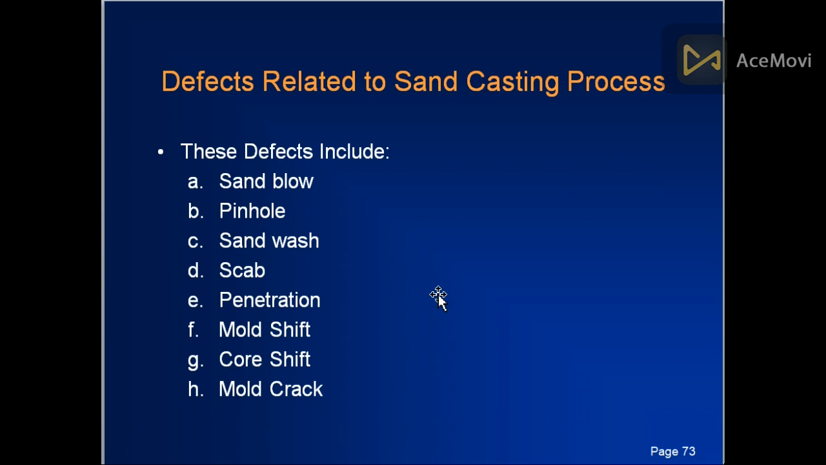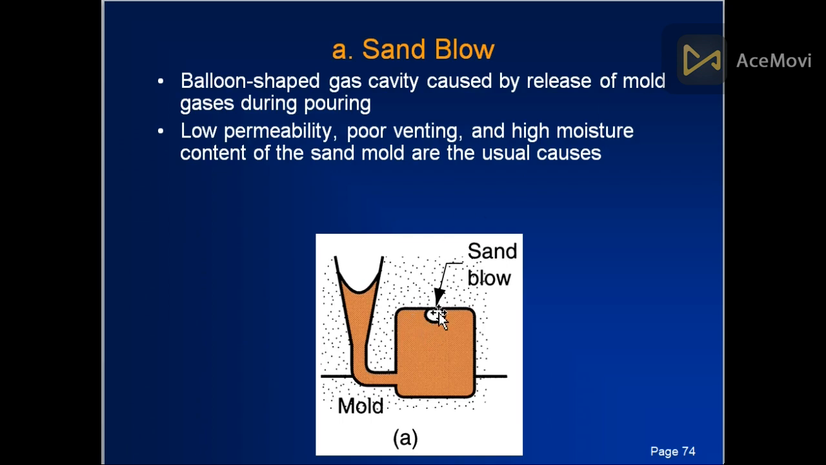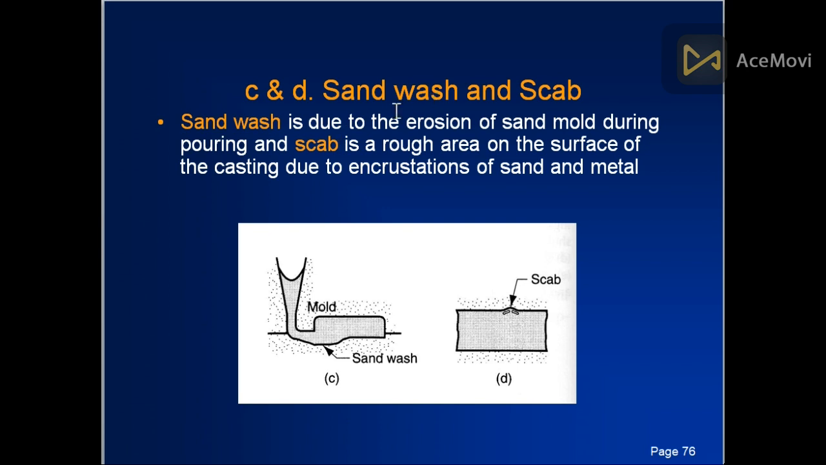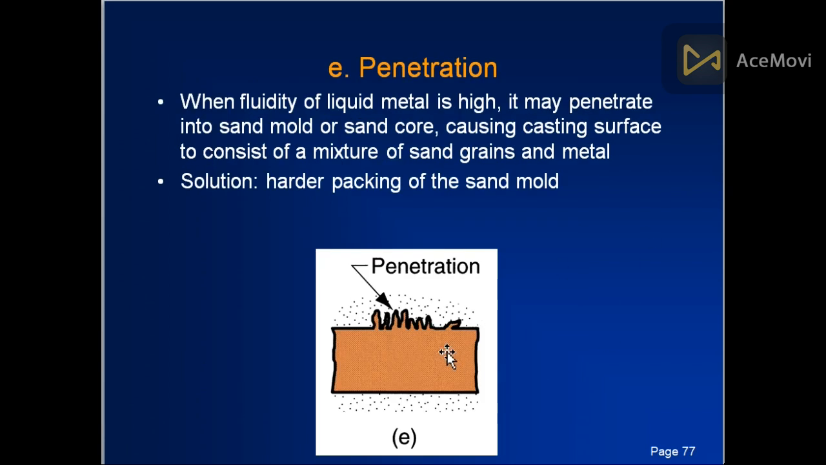Defects related to sand castings are sand blow, pinhole, sand wash, scab, penetration, mold shift, core shift, and mold crack. Sand blow is like not completely filling. This is basically sand blow. Pinholes are small holes. Sand wash is basically when the mold is not so hard, so the sand is rushed into the molten metal. Scab is basically the upward movement of metal. Penetration is also like scab, where the metal goes upward.